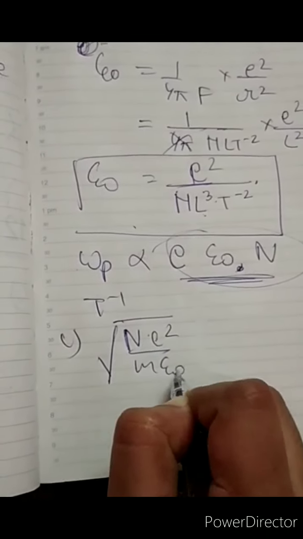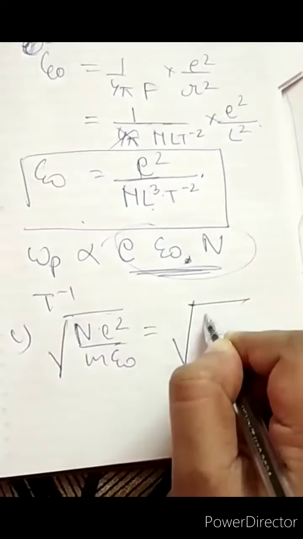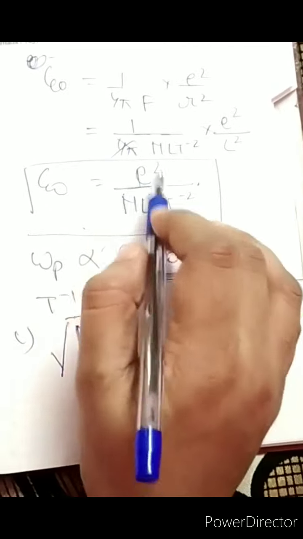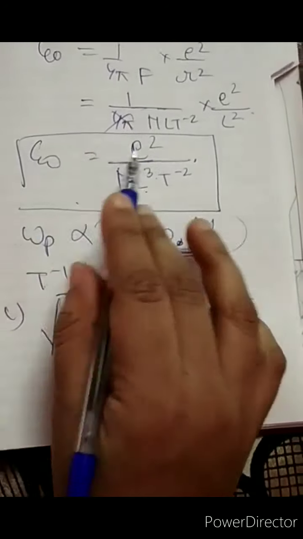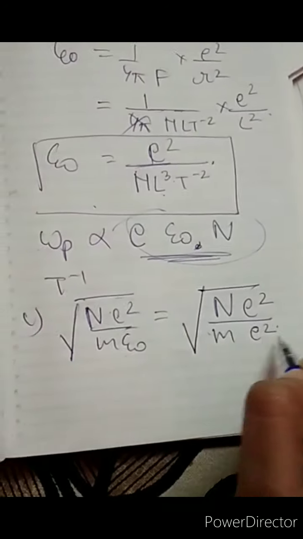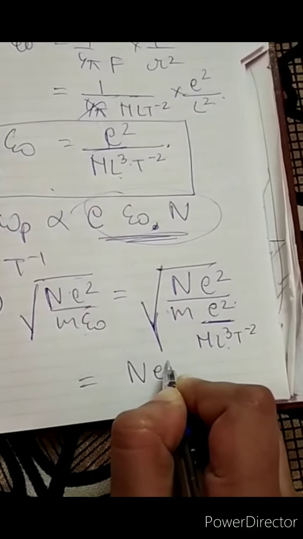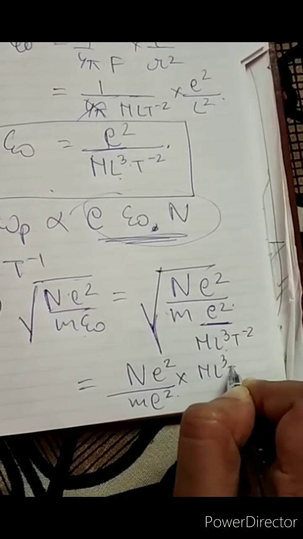Let's check it out. And E square M epsilon 0, correct? So we have N E square as it is. That's why I didn't take the MLT form of this E, because it will be cancelled out later on. Look at epsilon, you put E square M L cube T minus 2, correct? Take it to the numerator. N E square into M L cube T minus 2. Am I correct? Fine.